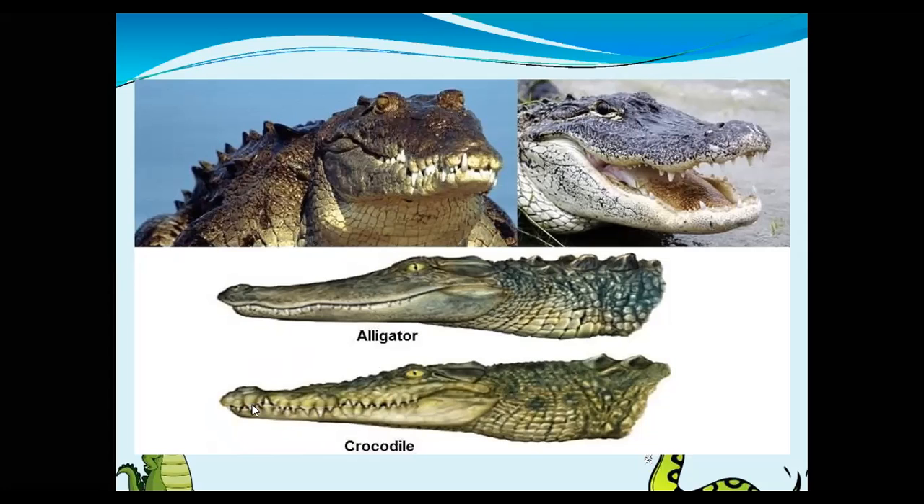And look at the snout. The snout of the alligator is smooth and sharp, and the snout of the crocodile is rough and a little bit flat. In this way, crocodile and alligator look similar, but they are a little bit different. This first one is the alligator.